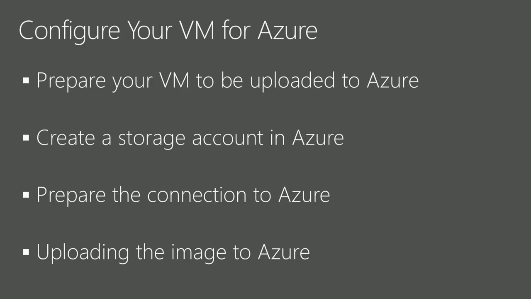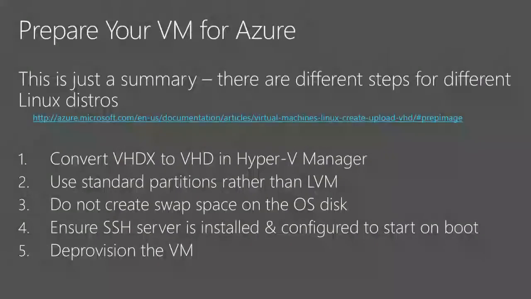There are 4 simple steps, and the first is pretty straightforward. First, you need to prepare your VM to be uploaded. Then you need to have a storage account at Azure where the VM will be residing. Third, you have to prepare a secure connection between your local machine and Azure. And lastly, just upload it. Those are the 4 steps, and I'll go through them. To prepare your VM for Azure, there are many ways to do it, and different distro packages have different ways.